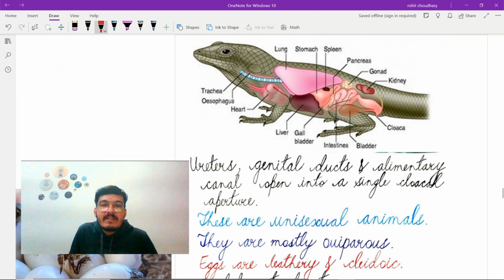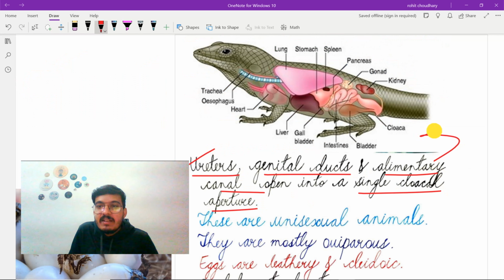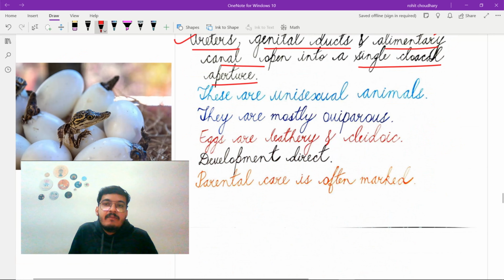The next characteristic feature is ureters, genital ducts and alimentary canal. All of these open into a single cloacal aperture. As we can see in this picture that all of these are opening into cloaca or the cloacal aperture. The next feature is these are unisexual animals, or we can say these are dioecious.